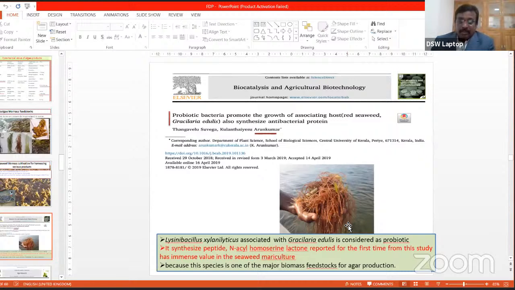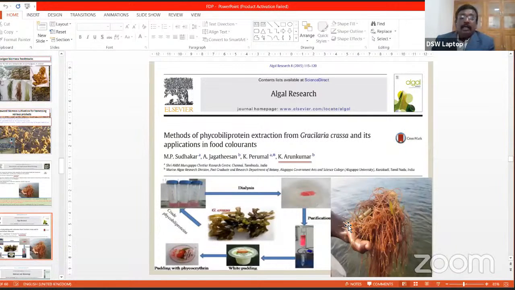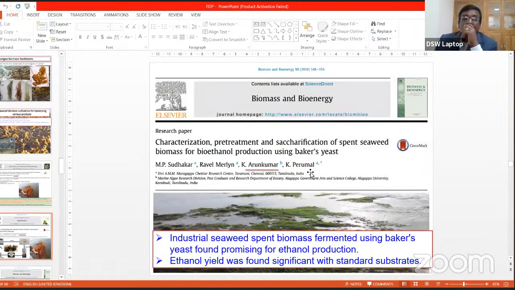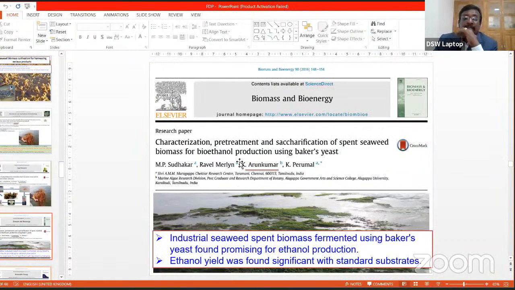It would be a good algal crop for sustainable energy production. This is another publication in which the same red algae, Gracilaria crassa, can be used as a source of natural colorant for food, which I published in a five impact factor journal, Algal Research.